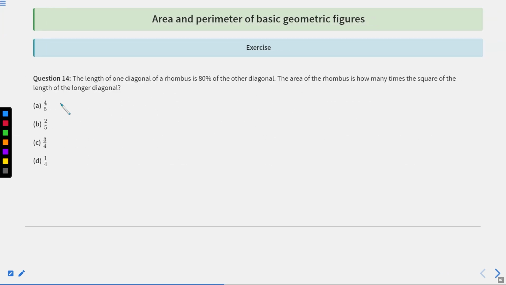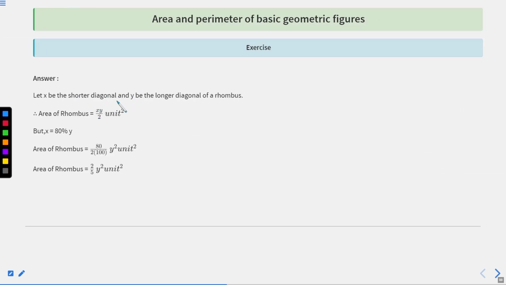Question number 14. The length of one diagonal of rhombus is 80% of the other diagonal. A relation between lengths of two diagonals is given to us. The area of rhombus is how many times the square of the length of the longer diagonal. So we are asked to find the relation between area of rhombus and the square of length of the longer diagonal. This relation we have to find.